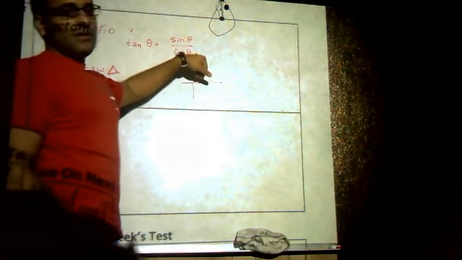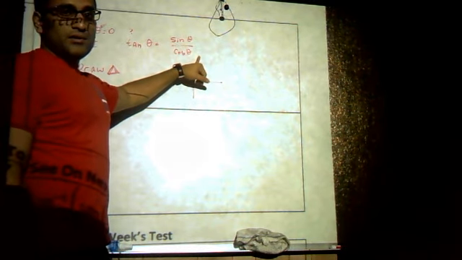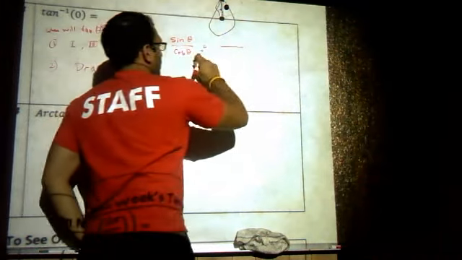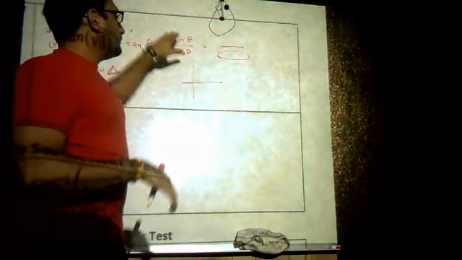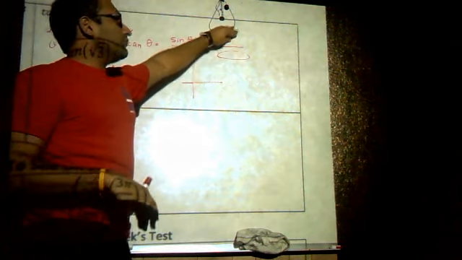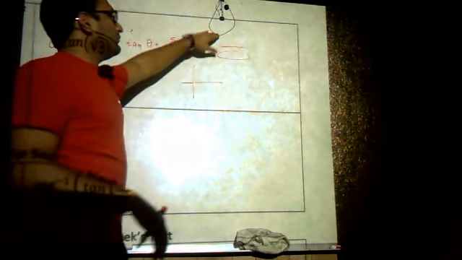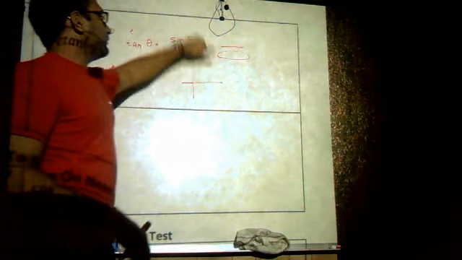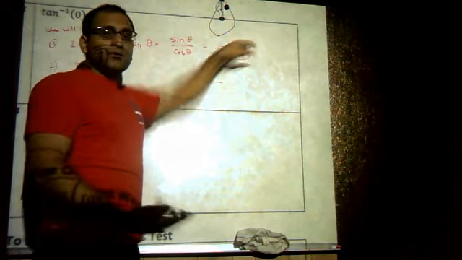So, can my denominator ever be 0? No, my denominator can never be 0. So my cosine of theta can be any number, but it cannot be 0. What will my numerator have to be so this equation equals 0? The numerator has to be 0.